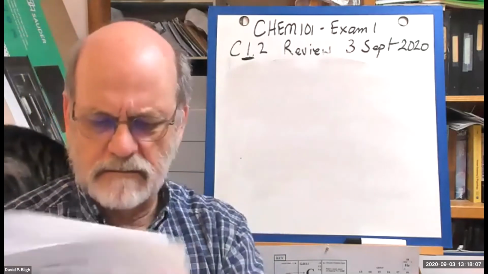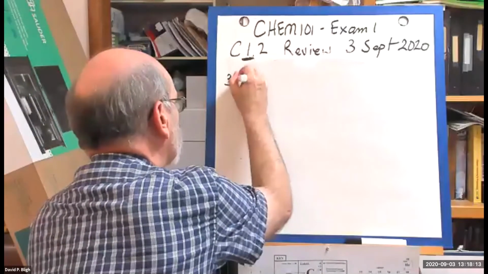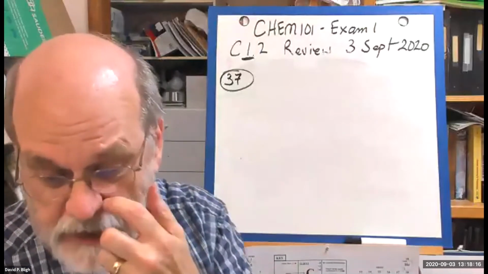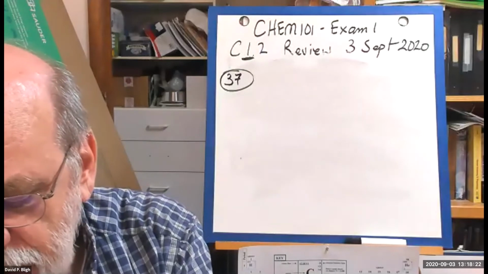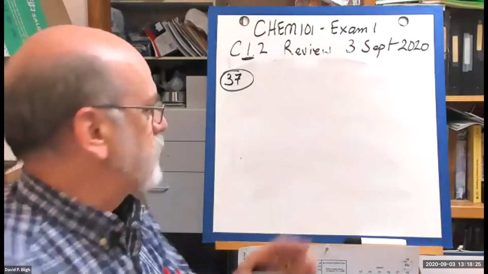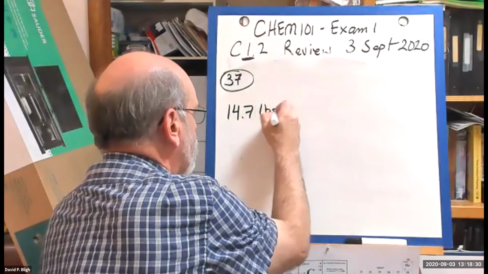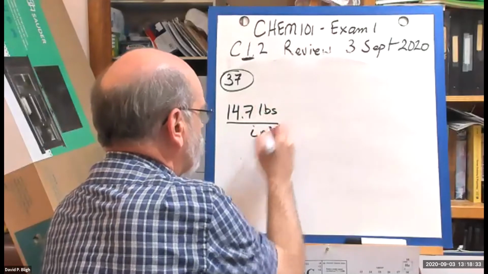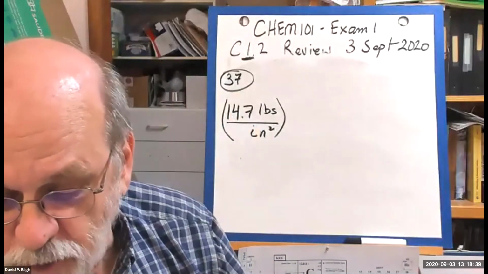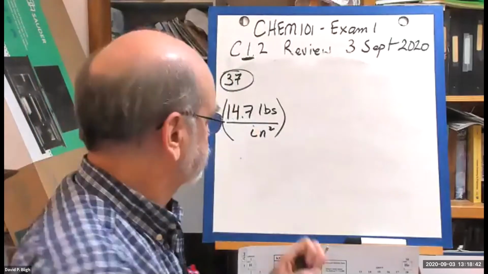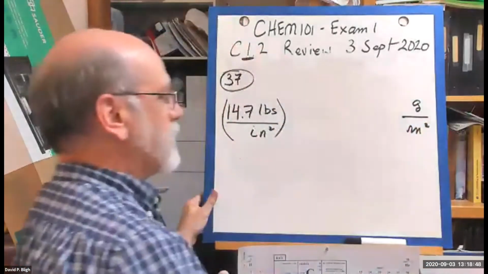Okay. How about number 37? Okay, 37 says the pressure of the Earth's atmosphere at sea level is 14.7 pounds per square inch. Okay. What's the pressure when expressed in grams per square meter? So we're headed here, grams per square meter.